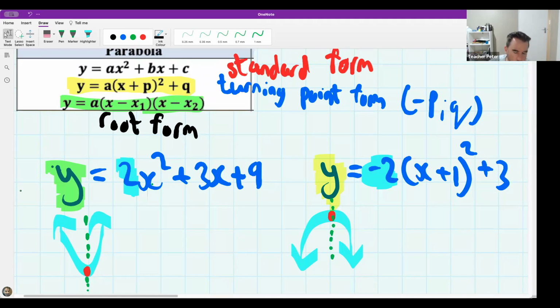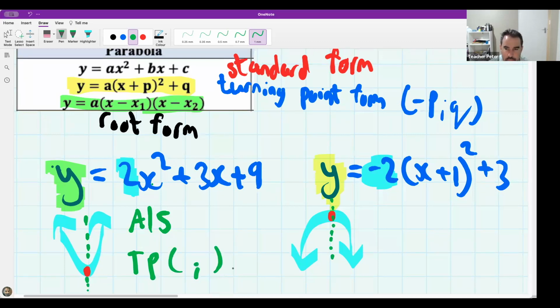And the shorthand that we use for axis of symmetry is A/S. So you'll see me write A/S. Then I want to know the equation of that green dotted line. And if I want the turning point, I often just write TP. And that has two coordinates.